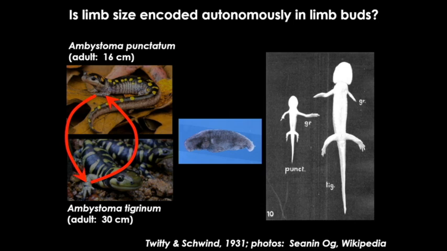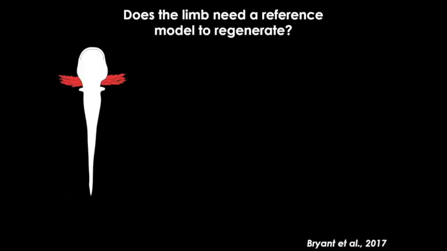But we also wanted to interrogate how this operates during regeneration. One of the experiments that we've done in my lab touched on this, and it was originally designed to ask: does the limb need a reference, like a reference model, to regenerate? Or another way of looking at this is, can you challenge the animal in the adult state to grow the limb for the very first time?